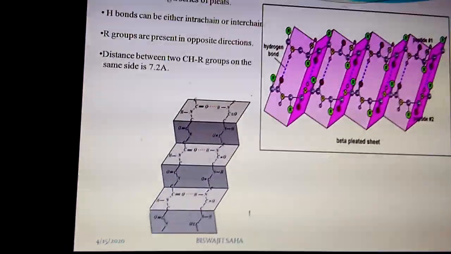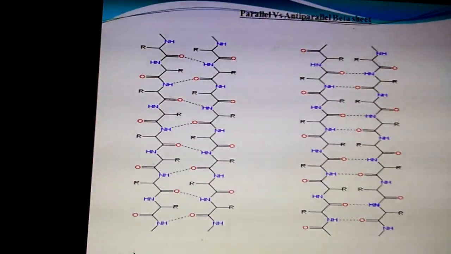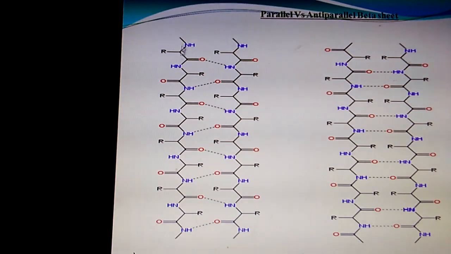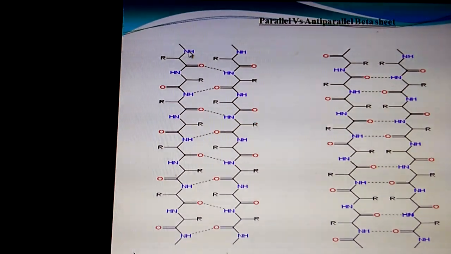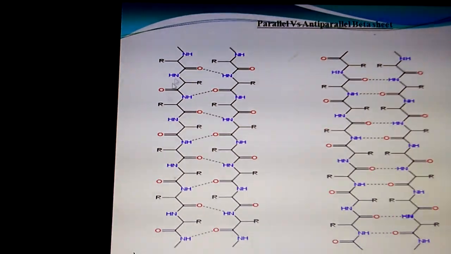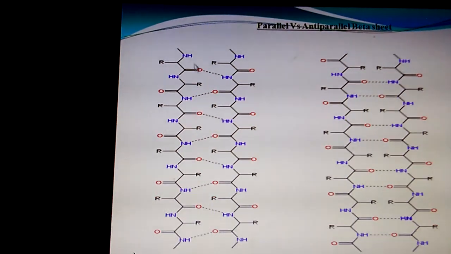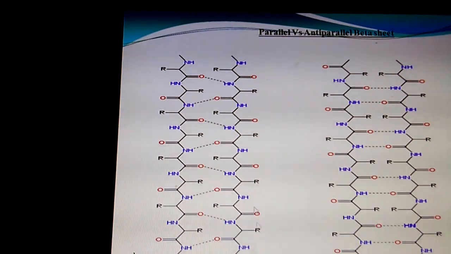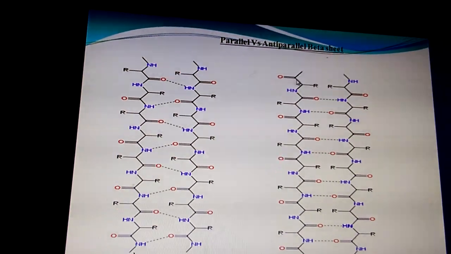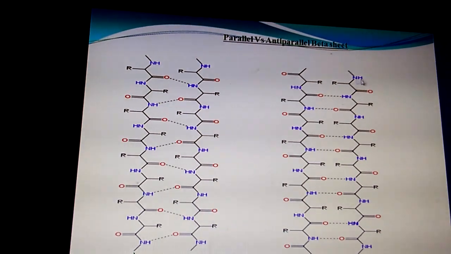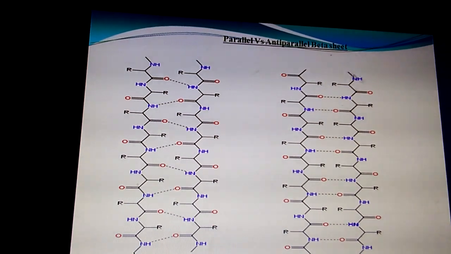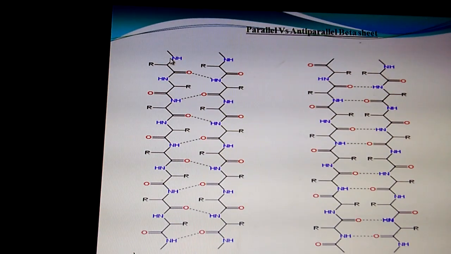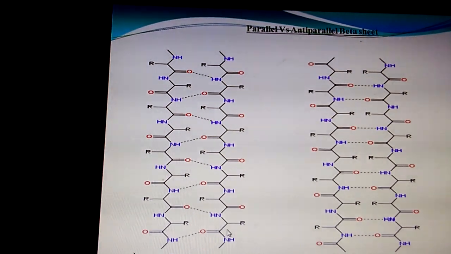Now you have to understand what we mean by parallel and anti-parallel beta pleated sheet. In a peptide chain, one end is known as the N terminal and the other is known as the C terminal. In this particular case of two chains, both start with the N terminal residue, so it is a parallel sheet. And in the anti-parallel case, this one starts with the C terminal and this one starts from the N terminal. That means the C terminal meets with the N terminal, and the N terminal meets with the C terminal. But in parallel, the N terminal meets with the N terminal, and the C terminal meets with the C terminal.